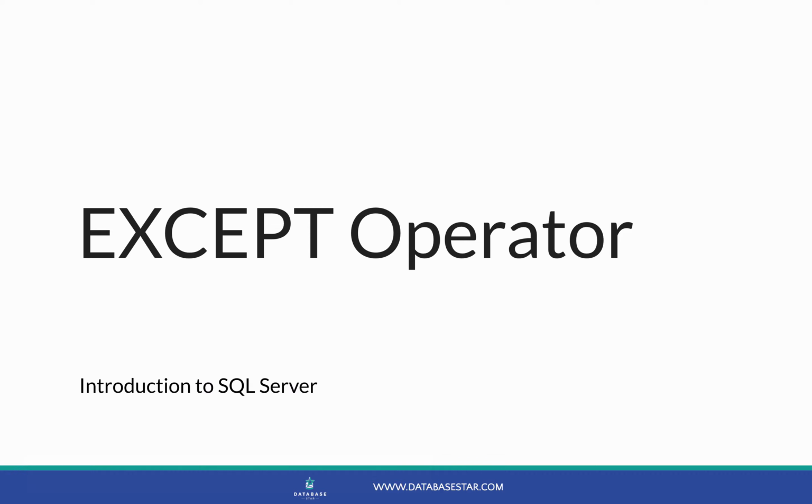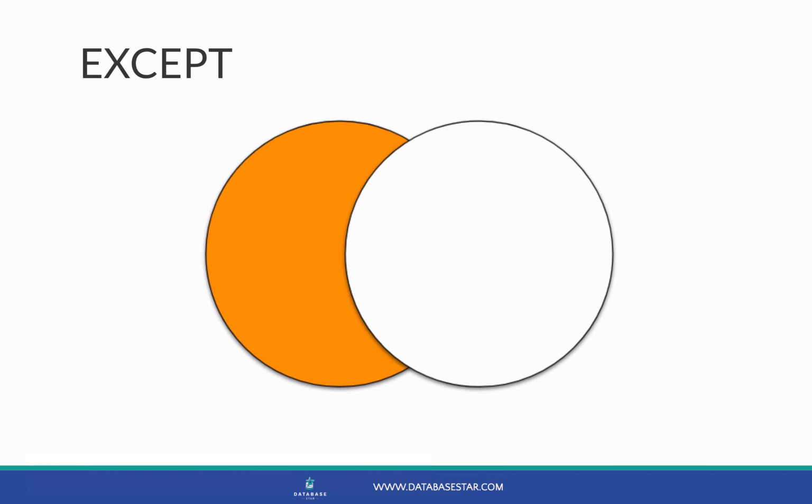The except operator. Another way to compare data between two results is the except operator. This will find values that appear in one table but not in the other. This is what a Venn diagram would look like. The data comes from the first table, but only results that show in the first table and not the second table.